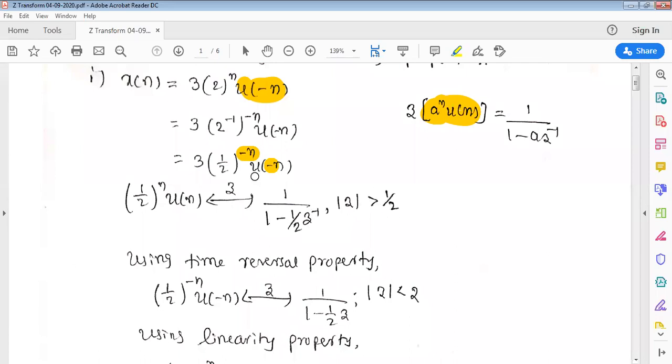Don't write the formula for 1 by 2 raised to minus n. Write the formula for 1 by 2 power n u of n. That z transforms to this much, with mod z more than 1 by 2. That is the ROC. Are you clear up to this step?